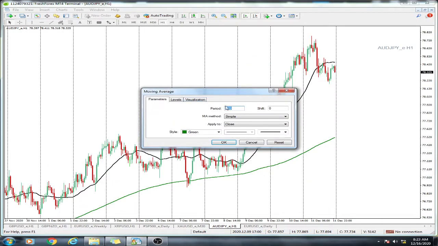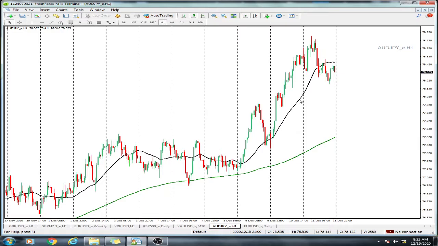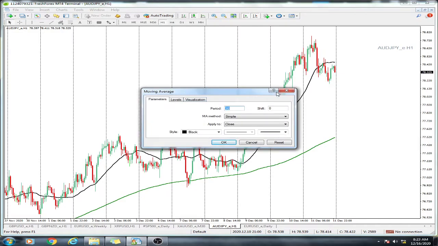So how we come up with this 200 and this 30, you have to learn how to use the strategy tester. You have to learn how to use the strategy tester.